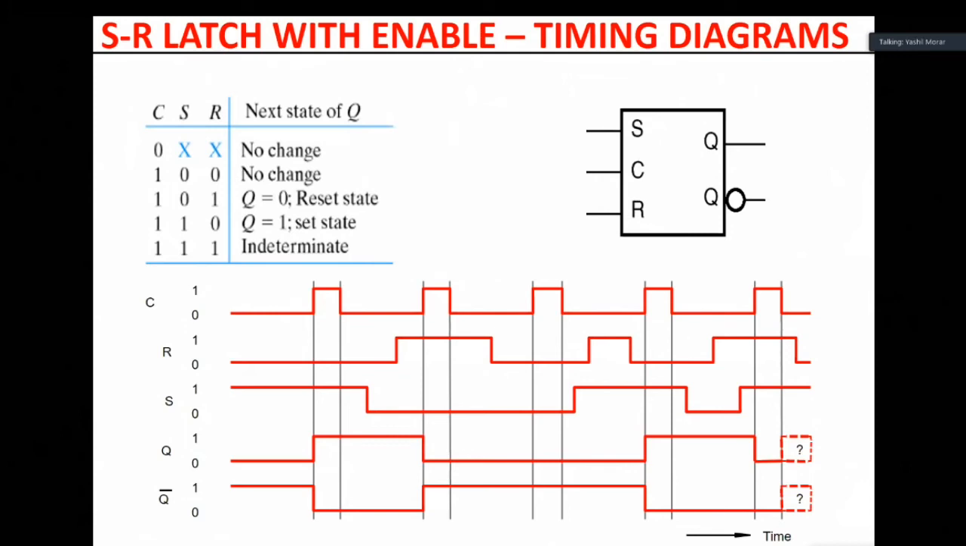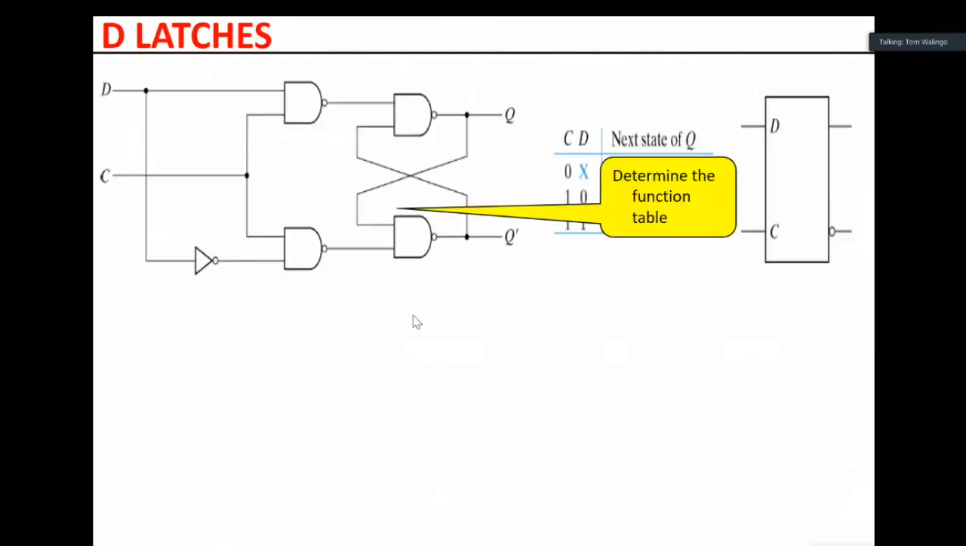Would you add an inverter? Yes, that's a very good answer. You connect an inverter there and have one line. S and R will never be the same if there is an inverter there. Thanks, Yashil. So that is what has happened.